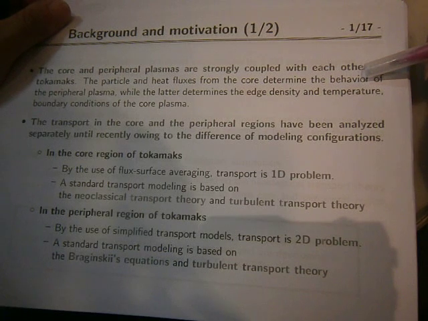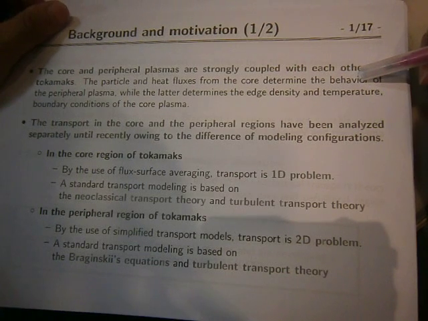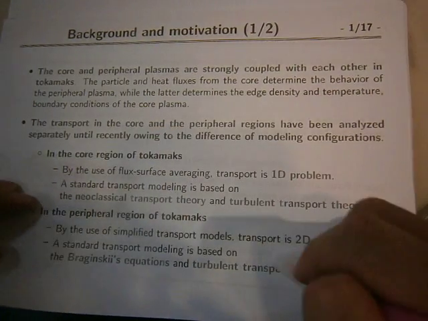Transport in the core and the pedestal region has been analyzed separately until recently, owing to the difference of the modeling configuration in the regions of tokamaks. By using flux surface averaging, transport is one Boltzmann transport model based on the neoclassical transport theory and turbulent transport theory in the predictable region of tokamak. By using the simplified transport model, the standard transport model is based on the unification of turbulent transport theory.